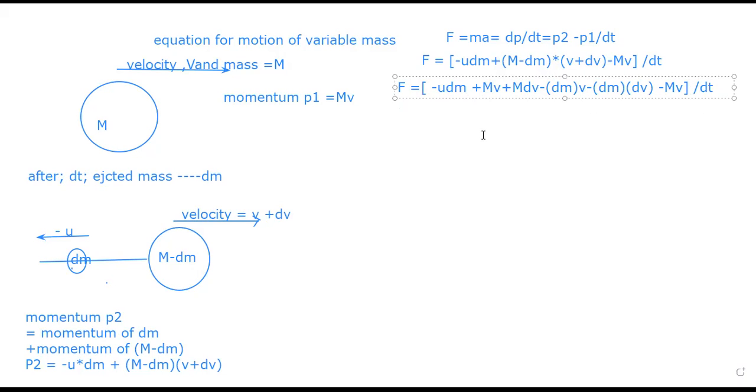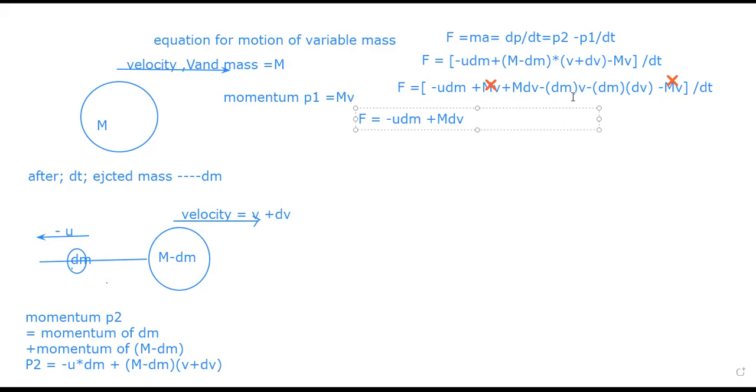Here we have two terms to be cancelled. One is mv, plus mv, and another is minus mv. So this plus mv and minus mv will be cancelled here. And what about the remaining terms? So this is F equals minus u dm plus m dv.